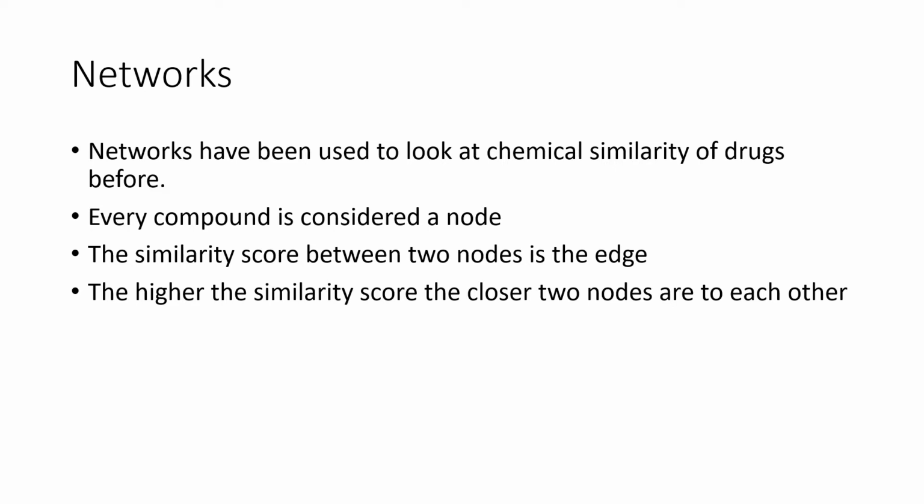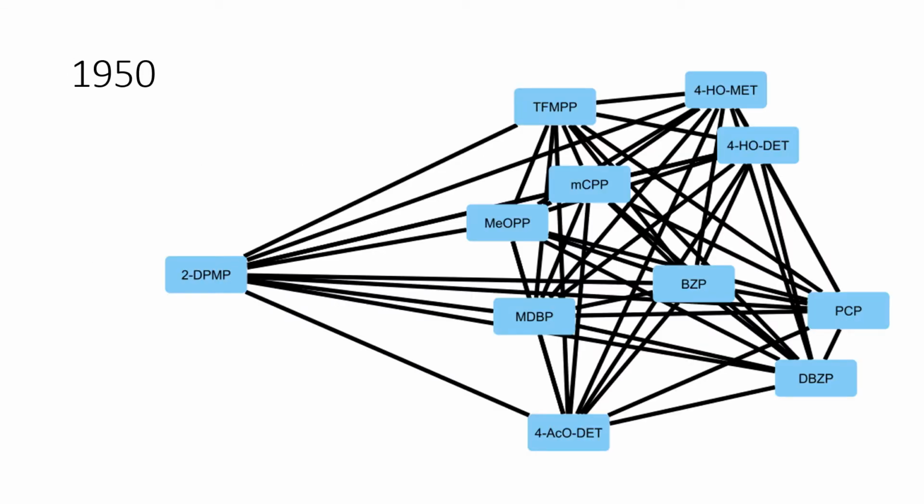Networks have been used before to look at chemical similarity of drugs. Every compound is considered a node. The similarity score between two nodes is the edge. The higher the similarity score, the closer the two nodes are to each other. This is the network created by the compounds from the 1950s.